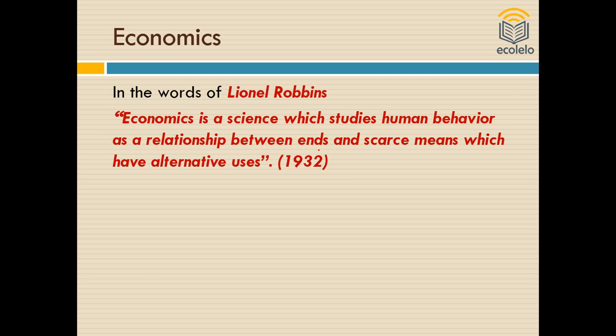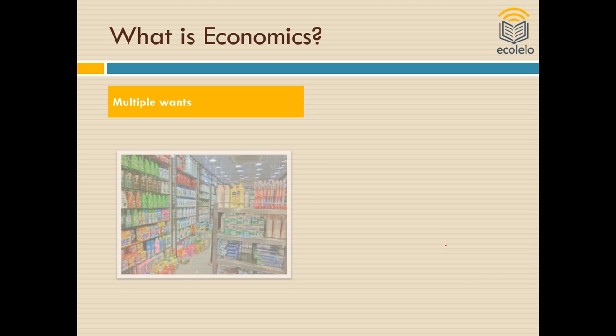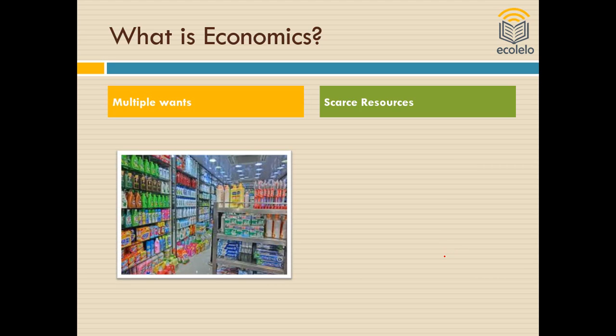As the relationship between ends and scarce means which have alternative uses. Now this is again related to use of resources that are scarce and that have alternate uses. But just to put it in different words, now you can always learn it for your benefit. Generally speaking, what is economics? Generally speaking, it is about multiple wants and about scarce resources.